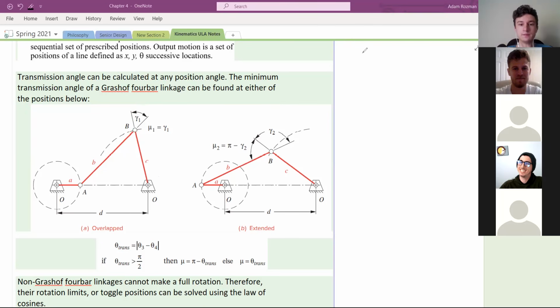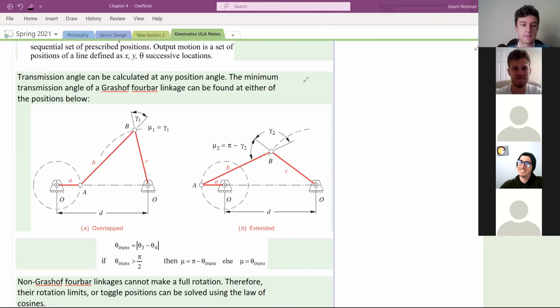So a lot of this depends on the Grashof condition. If it is Grashof, they can rotate fully. The minimum transmission angle is going to be found when your crank is in one of these two horizontal positions. So you just have to draw it out in the two of them and do the math.